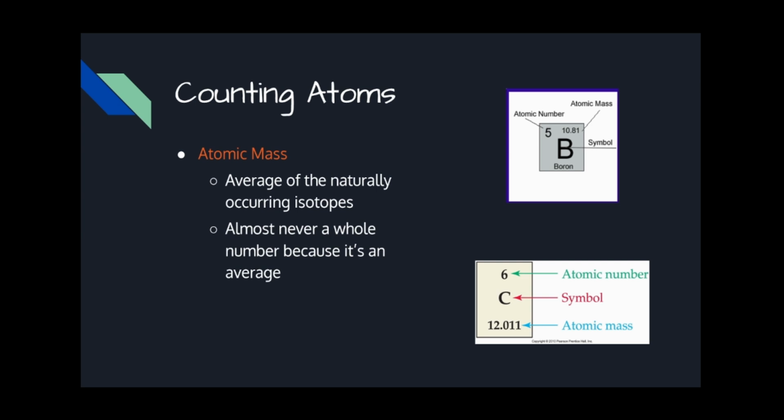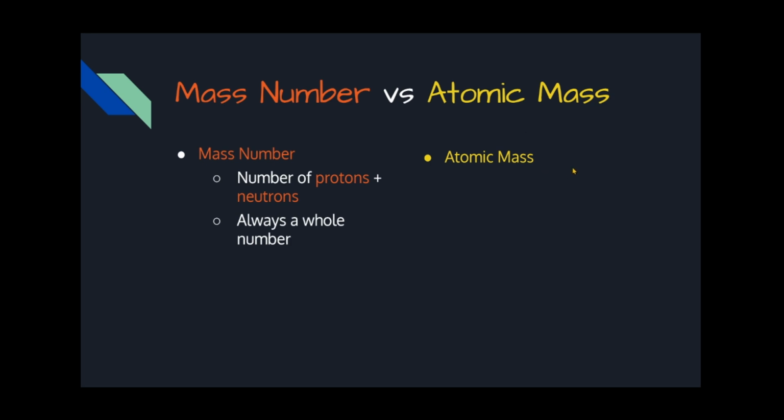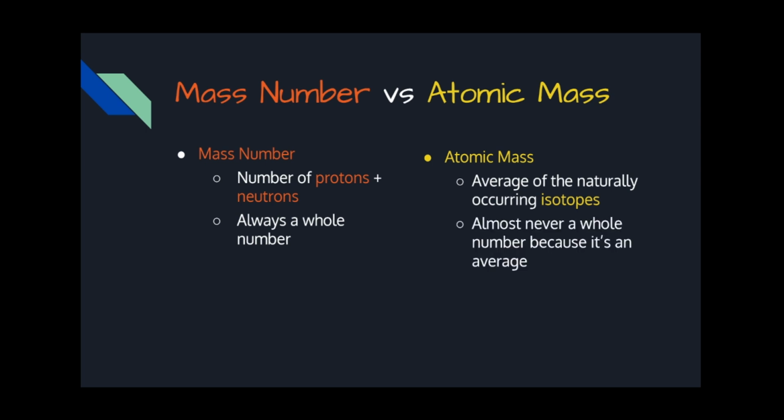So let's quickly make sure we have mass number and atomic mass separate and we understand the difference between these. So real quick, mass number again is the number of protons and the number of neutrons in one atom. It will always, always, always be a whole number. Atomic mass, on the other hand, is an average of the naturally occurring isotopes of that element. And it very rarely is a whole number because it's an average.